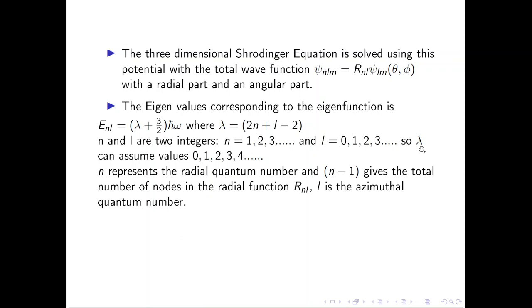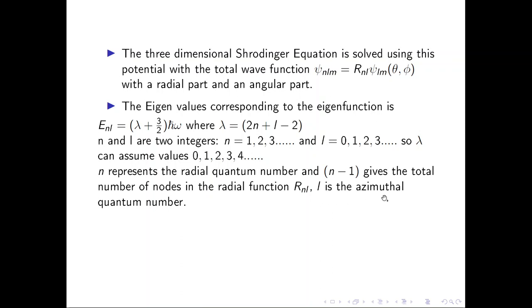Therefore, the values that lambda can assume are 0, 1, 2, 3, 4. Depending upon the value of lambda, for the lowest energy state, lambda can be 0. So the energy value for the lowest energy state will be 3/2 ħω for the nucleons. Successively higher states have lambda equal to 1, 2, 3, 4, etc. Here n represents the radial quantum number and n minus 1 gives the total number of nodes in the radial function.